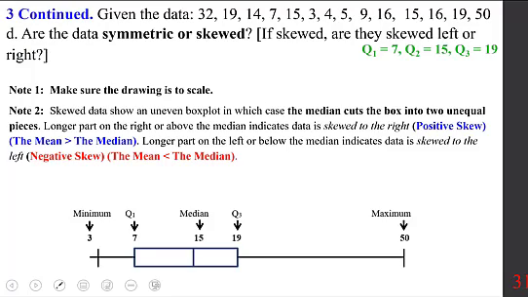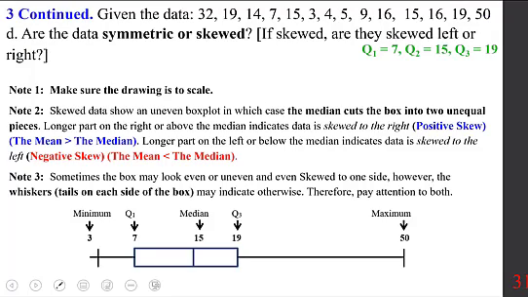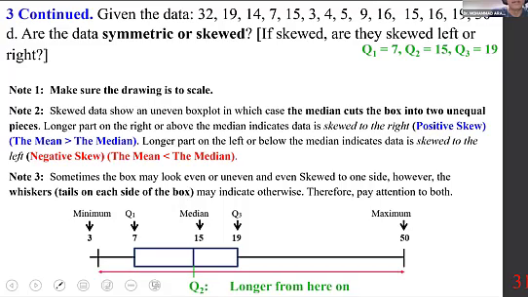The mean is greater than the median. Longer part on the left or below the median indicates data is skewed to the left, negative skew. The mean is less than the median. Note 3, sometimes the box may look even or uneven and even skewed to one side. However, the whiskers, tails on each side of the box, may indicate otherwise. Therefore, pay attention to both. So the idea is that you want to be very careful when you want to answer that question. So one way that makes it easy to understand, if you draw this line at the bottom and the Q sub 2, see which one is longer.